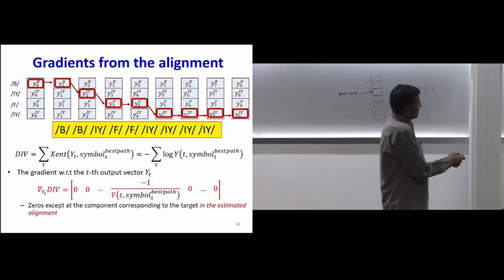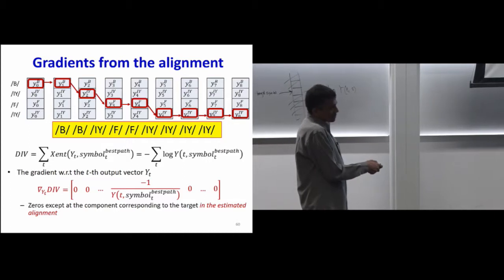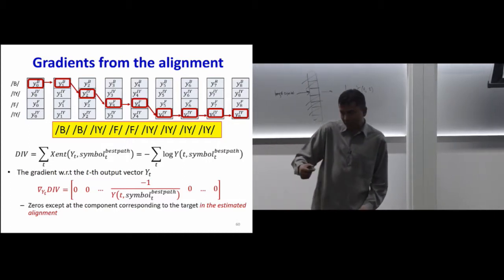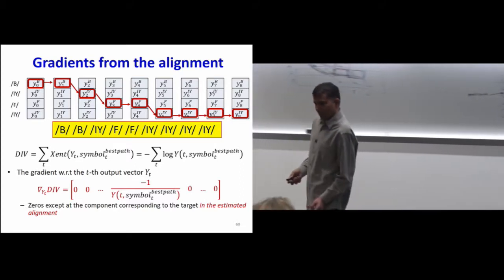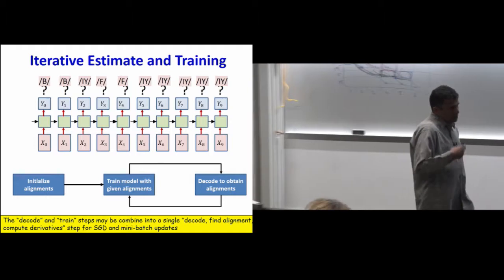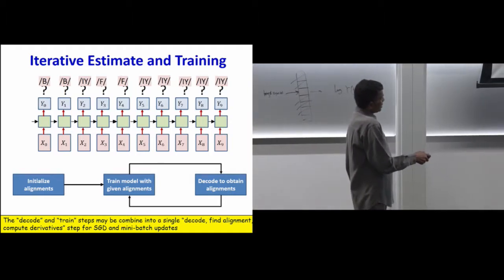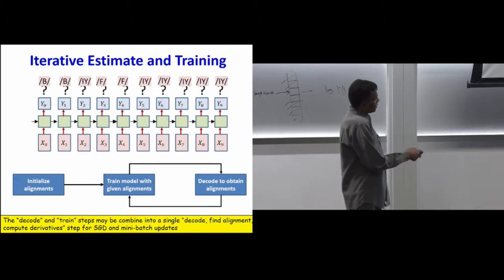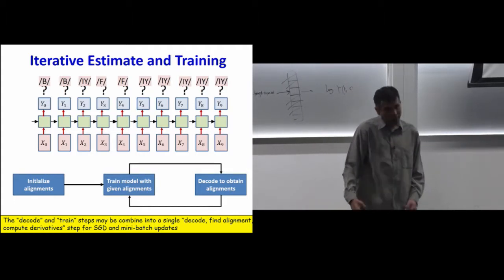This is just standard gradient descent, except now the gradients are with respect to the symbols on the best path, the most likely path, rather than anything that is given to you. Right? And I can repeat this process. So I would have some initial alignments. Then I can train a model with the given alignments. I can decode to obtain better alignments, go back and train my model.